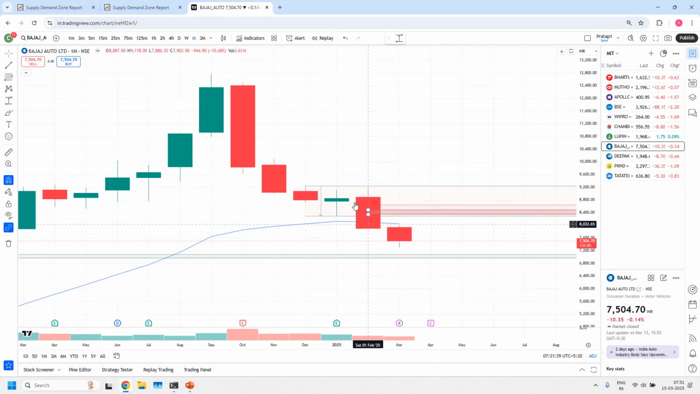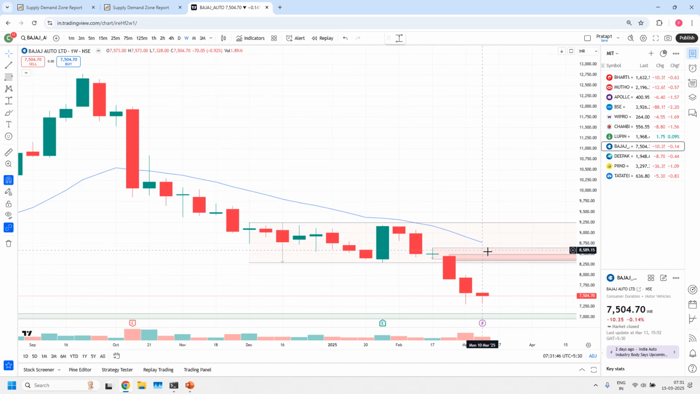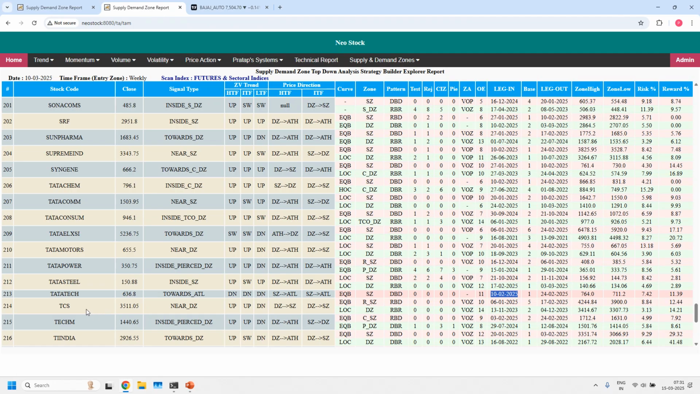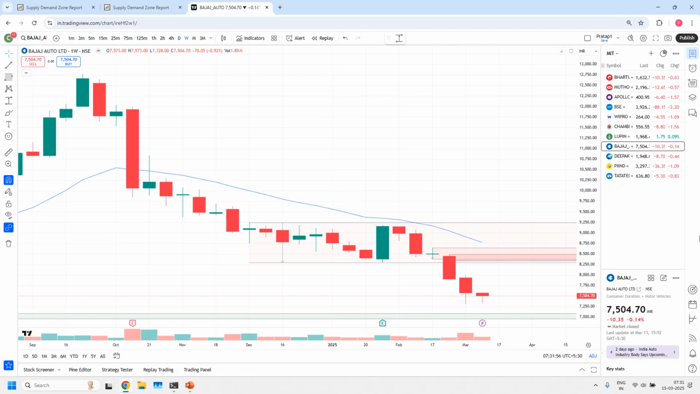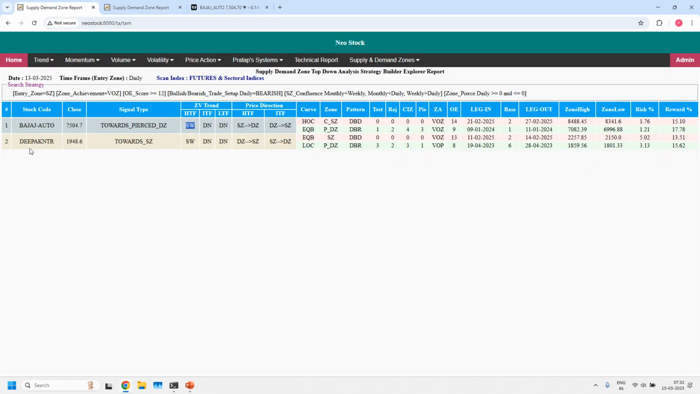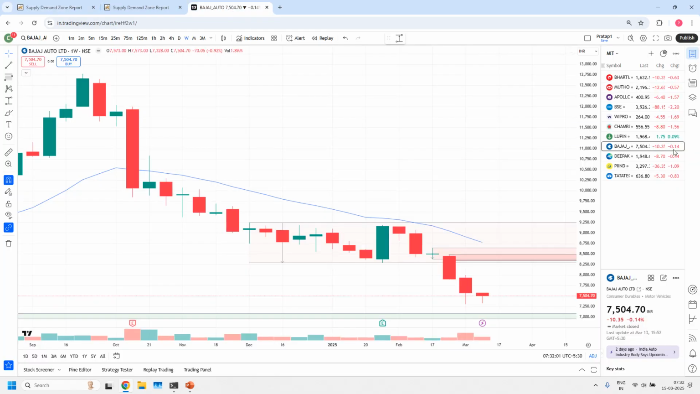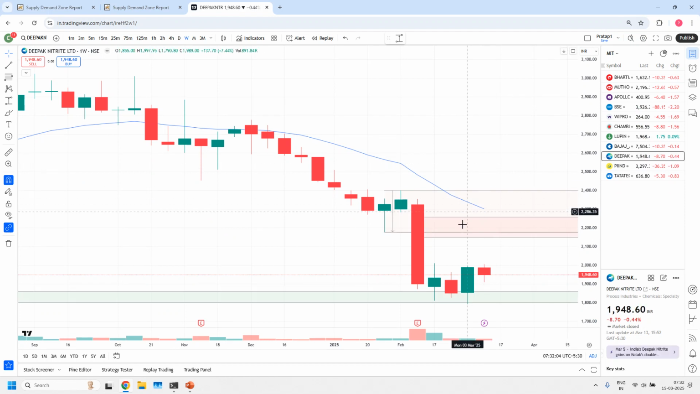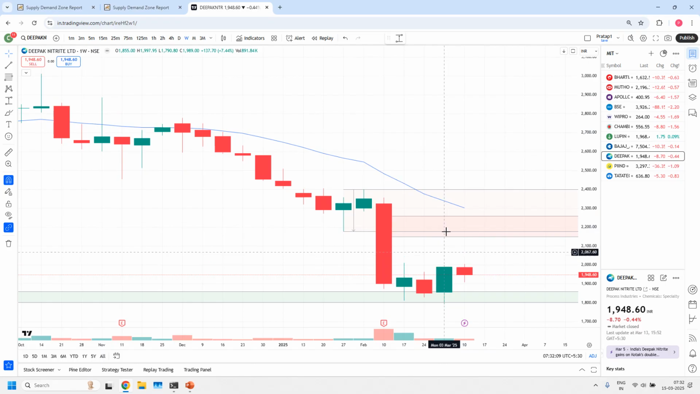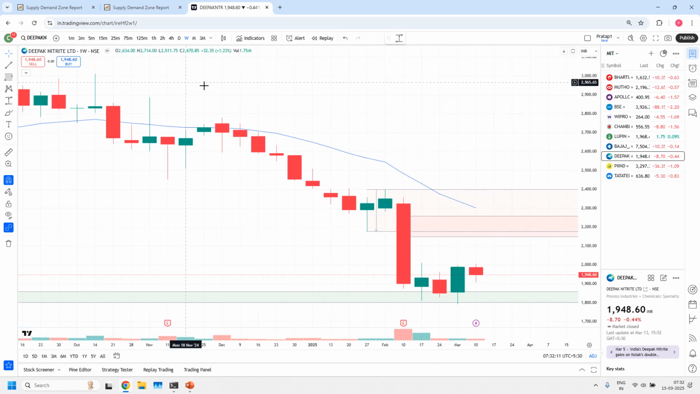Bajaj Auto is still high probability based on weekly EMA confluence. See, earlier we have seen it is having weekly EMA confluence. This weekly EMA is near to this weekly zone. Okay, fine. Next, what is the next one? Deepak Nitrate. Deepak Nitrate also is having monthly EMA confluence. Monthly demand zone confluence. Deepak Nitrate, how many? This is a weekly time frame, right? Let's go to the monthly time frame.